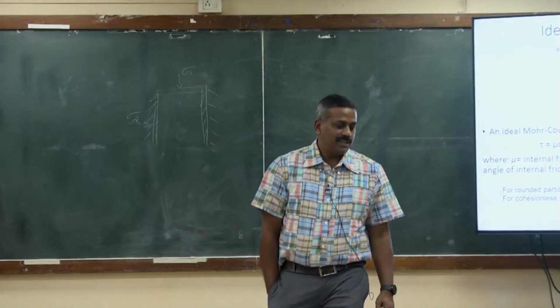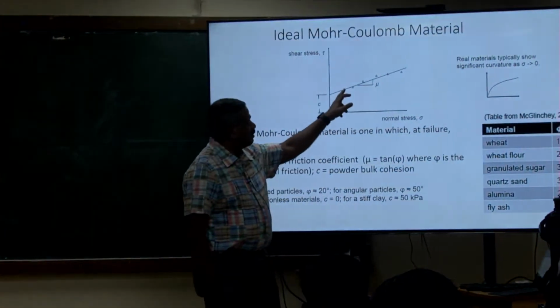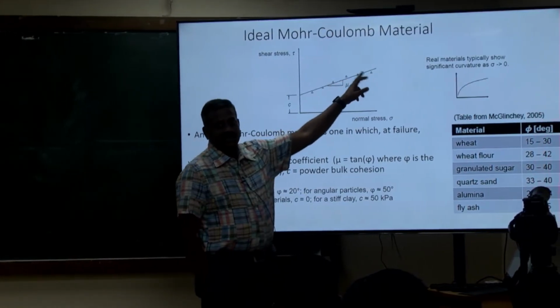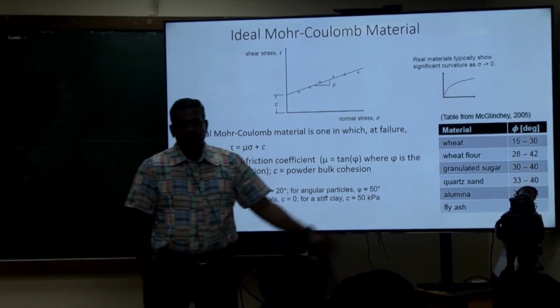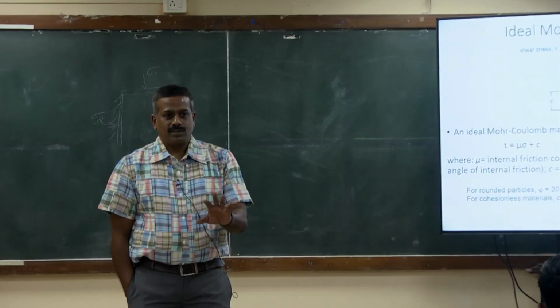If it's an ideal cohesionless material, you will get a perfectly linear relationship. But from this graph, it will never be perfectly linear. It's very close to linear. We are taking only the points near that linear line, the closest to the linear line.